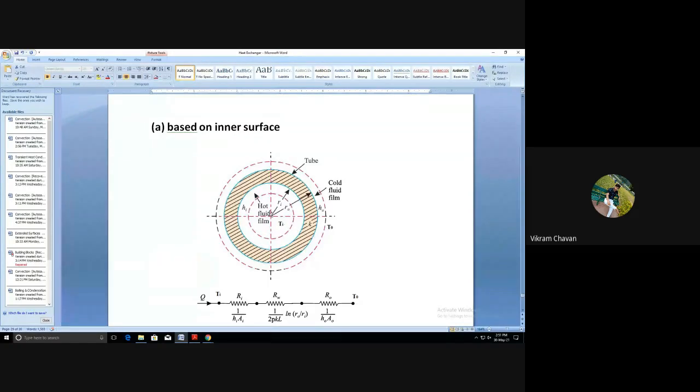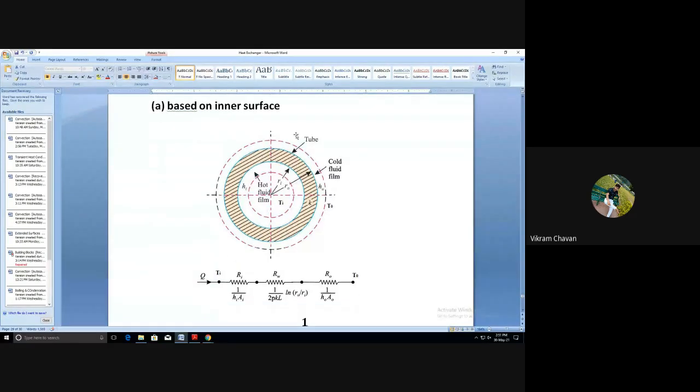So the inside temperature of the fluid is T suffix i, and the outside temperature of the fluid is T suffix naught. The inside heat transfer coefficient is h suffix i, the outside heat transfer coefficient is h naught, and the thermal conductivity of the tube is k. The radii are provided here: the outer radius of the tube is r naught and the inside radius of the tube is ri.